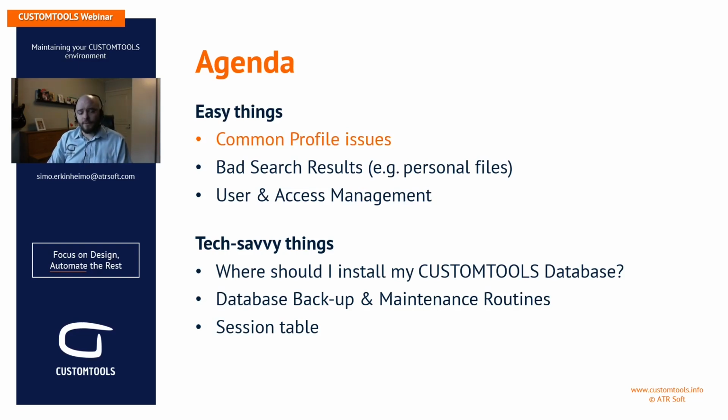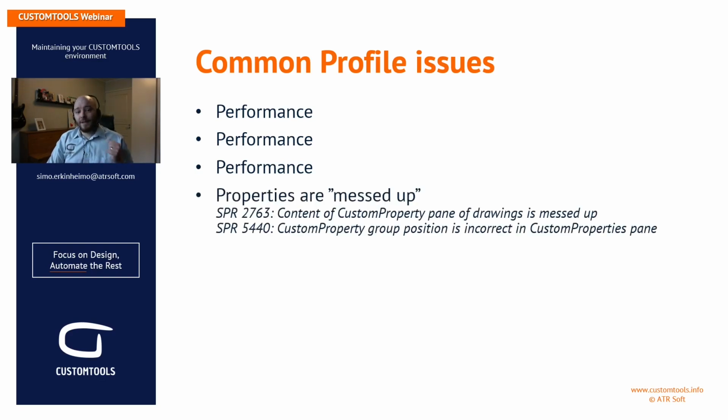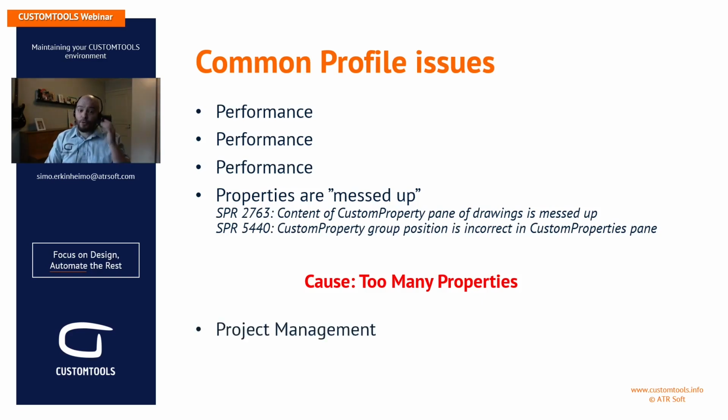Let's start with those common profile issues. So the top three ones are performance, performance, and performance. Yes. And then there's this quite obvious common case of properties being messed up. And the reason for all above is something you probably don't like to hear, and you just have too many properties. You might be basing your profile on our demo profile that probably has completely unnecessary things for your needs, or maybe your profile has just grown over time, having all sorts of legacy things and slow logic you really don't need anymore. And one more thing for the list is project management.